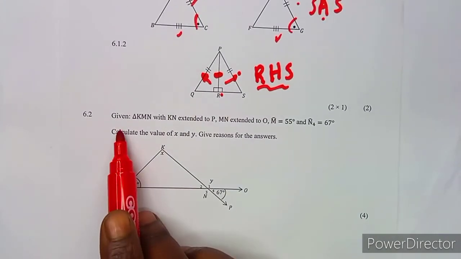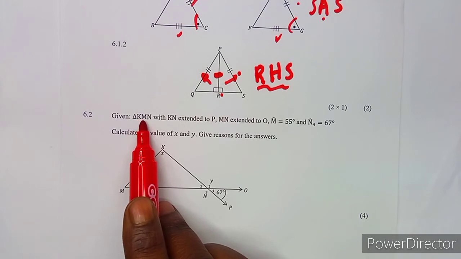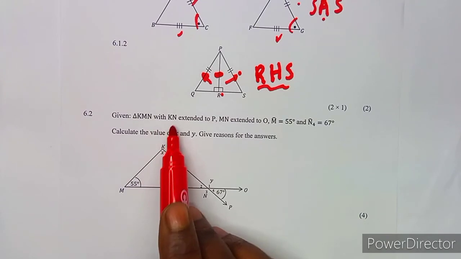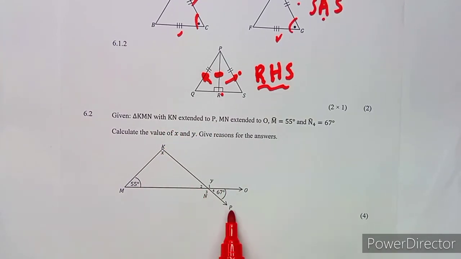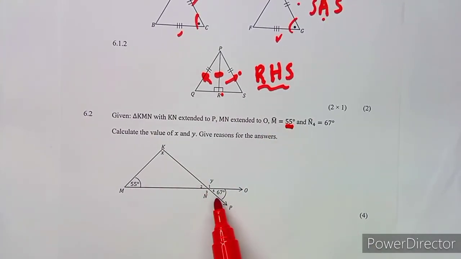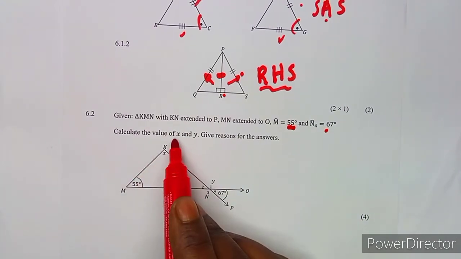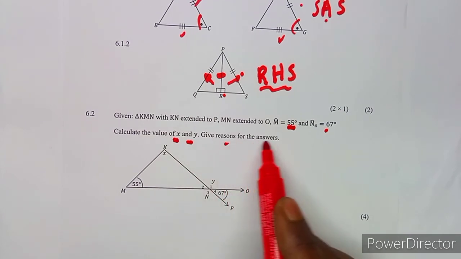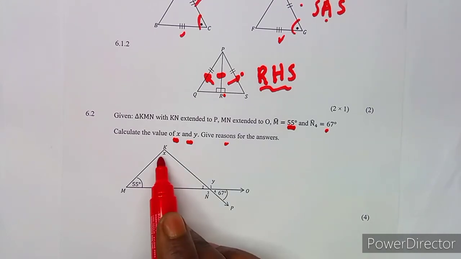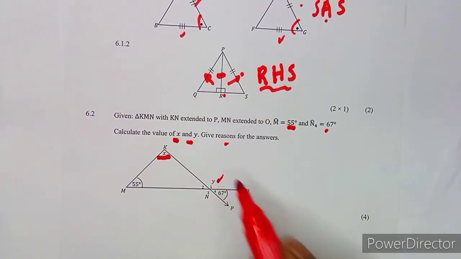Then we are given triangle KMN, with the KN extended to P, as we can see, and we're given the two angles of 55 and N4, which is 67. Take note, we've got N1, N2, N3, and N4 there. Calculate the value of x and y. Give reasons for your answers. So this is our x here, and this is our y in this case.